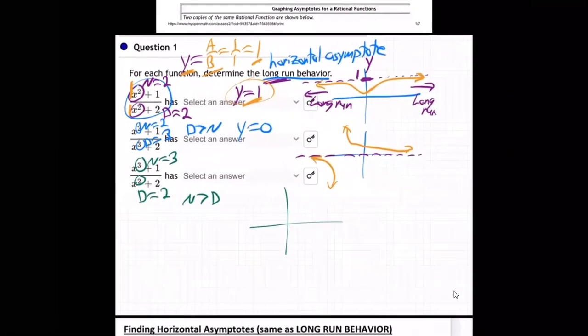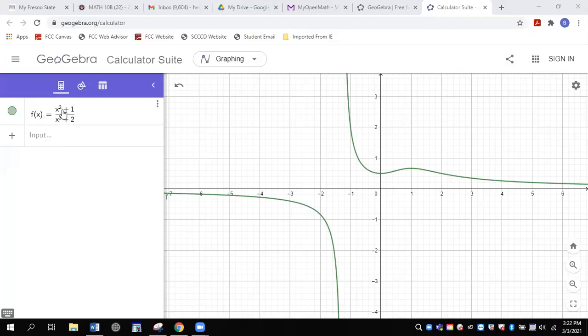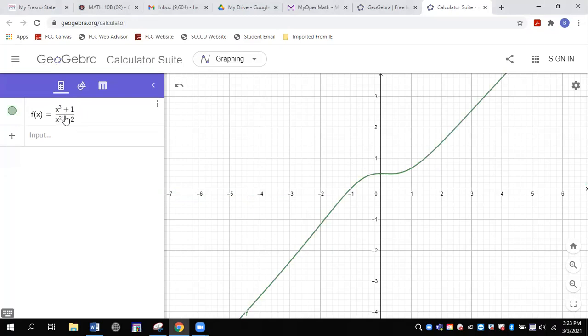Let me show you. I'll go back to the graph. GeoGebra is a great resource. It'll graph any of this stuff. So I need to make it, what, 3 on the top, 2 on the bottom? 3 on the top, 2 on the bottom. There we go. Yeah, look at that. See how this graph now takes off to the right, takes off down to the left. It doesn't ever level off, does it?